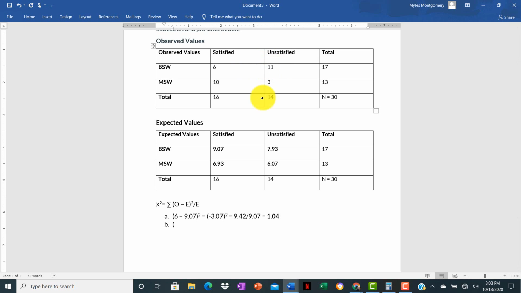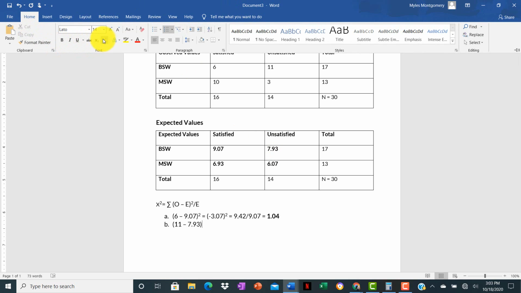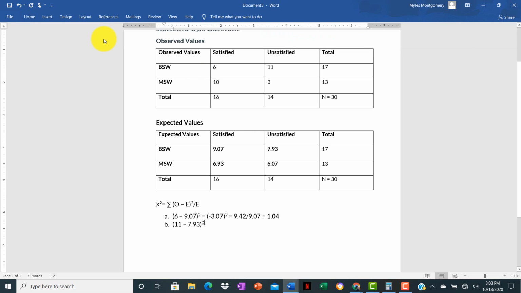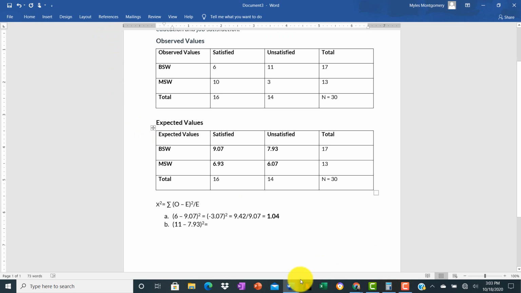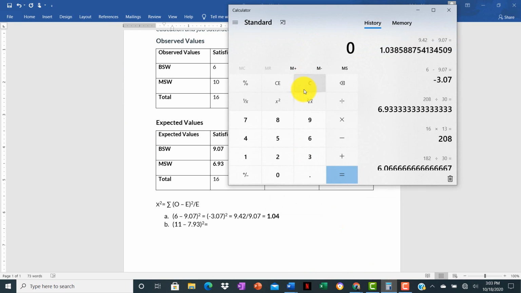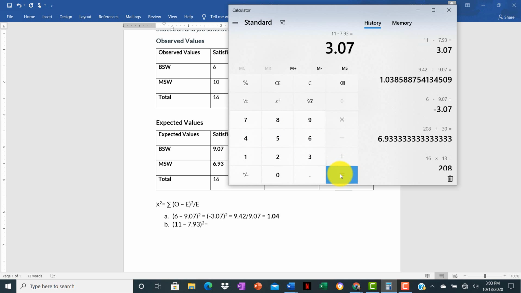So what's the observed? Again, following our formula, observed minus expected. The observed is 11. And for the corresponding cell, the expected is 7.93. So we go 11 minus 7.93. And once again, we know that that is going to be squared, so I'll note that to myself. Using our calculator, again, just get in the habit of it, 11 minus 7.93 is going to give us 3.07.